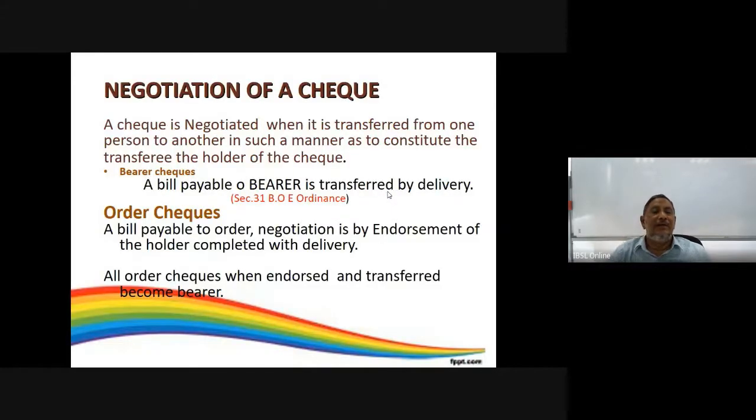Okay. A check is negotiated when it is transferred from one person to another in such a manner as to constitute the transferee the holder of the check. Right? A check is negotiated when transferred from one person to another in such a manner, according to the regulation, as to constitute the transferee the holder of the check.